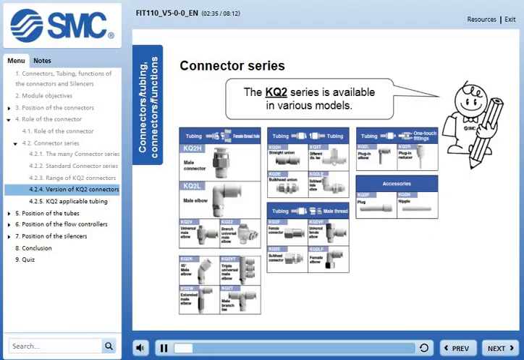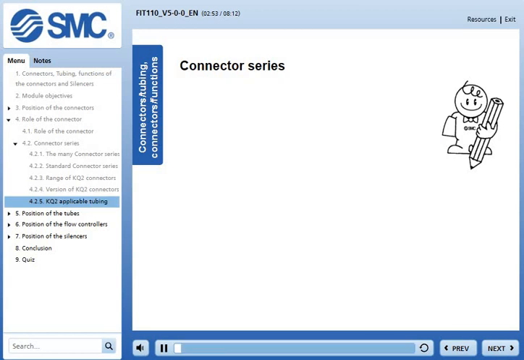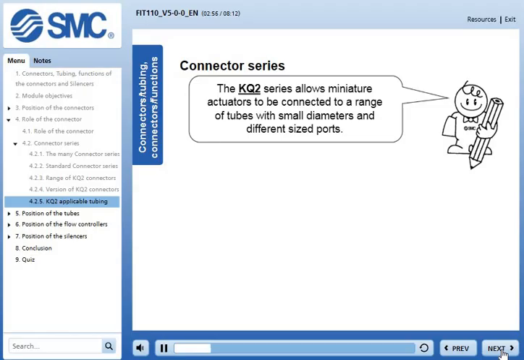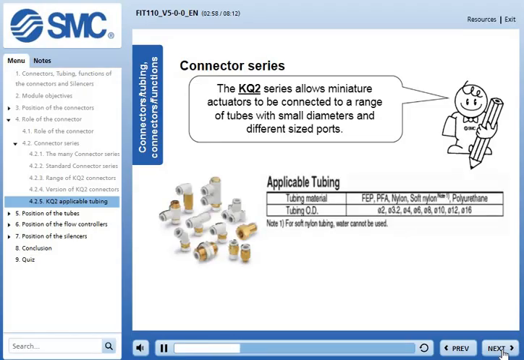The KQ2 series is available in many different versions: straight, elbow, universal elbow, T, straight union, reducer T, bulkhead connector, female connector, and plug-in, to name a few. The KQ2 series allows miniature actuators to be connected to a range of tubes with outside diameters between 2 mm to 16 mm and different size ports. The threaded connectors in 1/8 inch sizes are pre-Teflon coated in the standard versions.